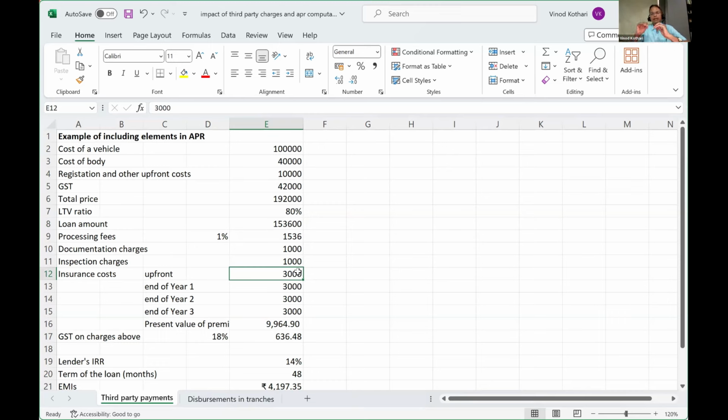You could have actually done it such that the borrower pays the insurance premium to the insurance company, that is, to the third party itself. It's not routed through the lender. In that case, we wouldn't be concerned with third party costs.